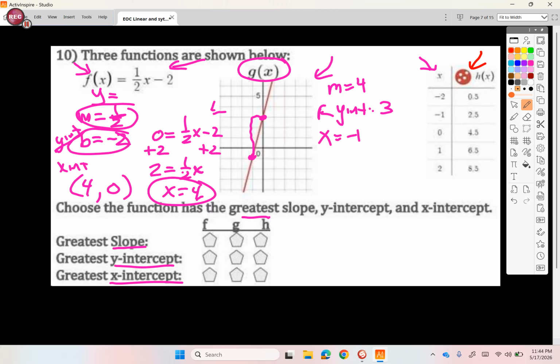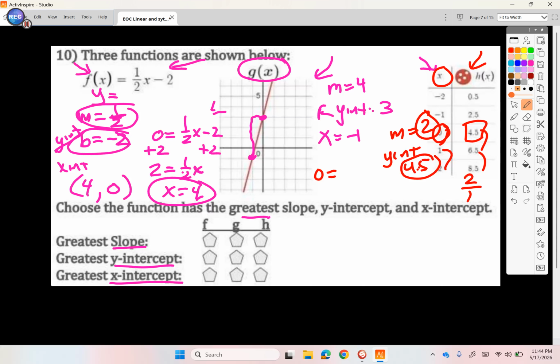On a table, you can also see that it goes up by 2 here and up by 1 on the x column. So 2 over 1 gives you a slope of 2. The y-intercept is given to us because we got an x that's 0. If you have an x at 0, 4.5 must be your y-intercept because that lands on the y-axis. And now the x-intercept we have to solve again.